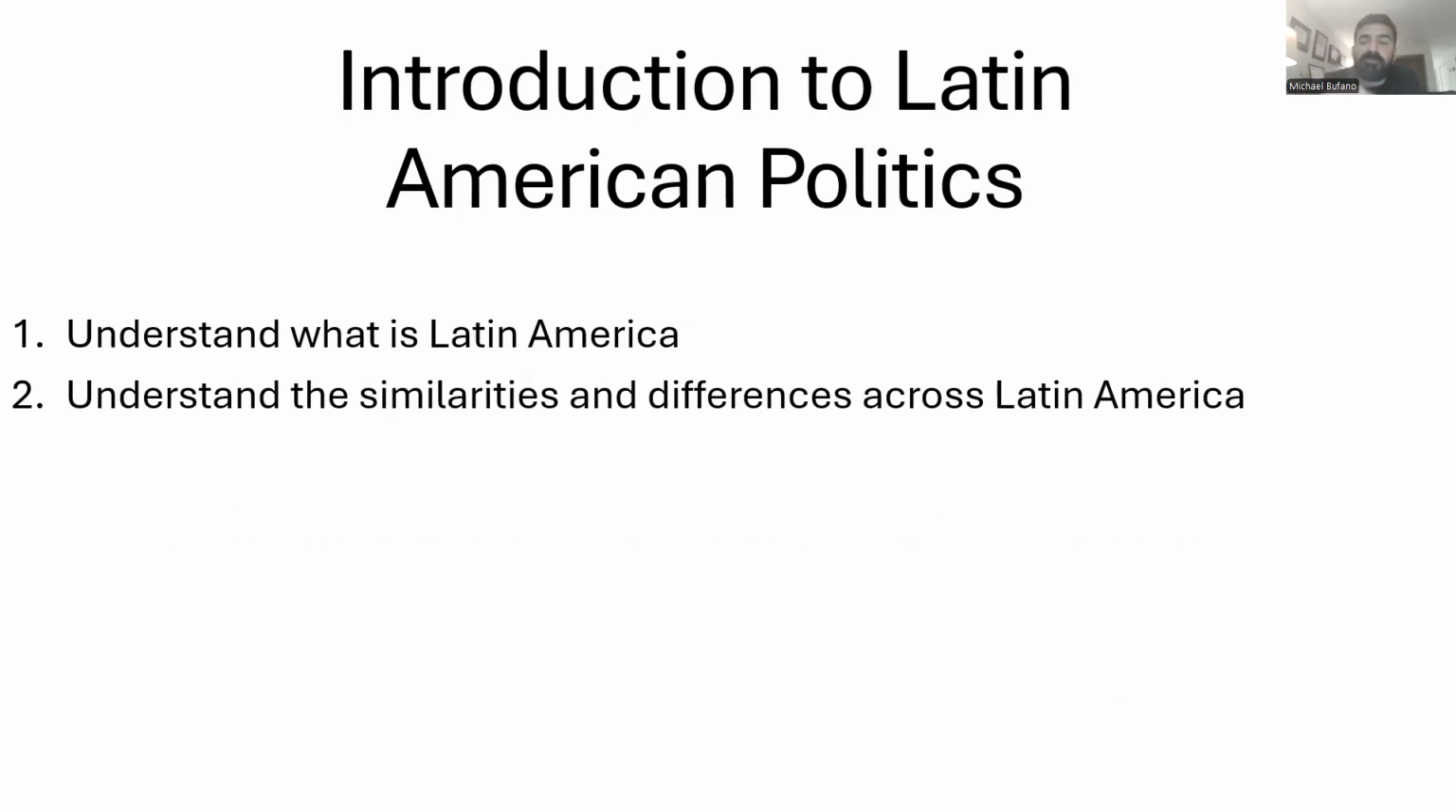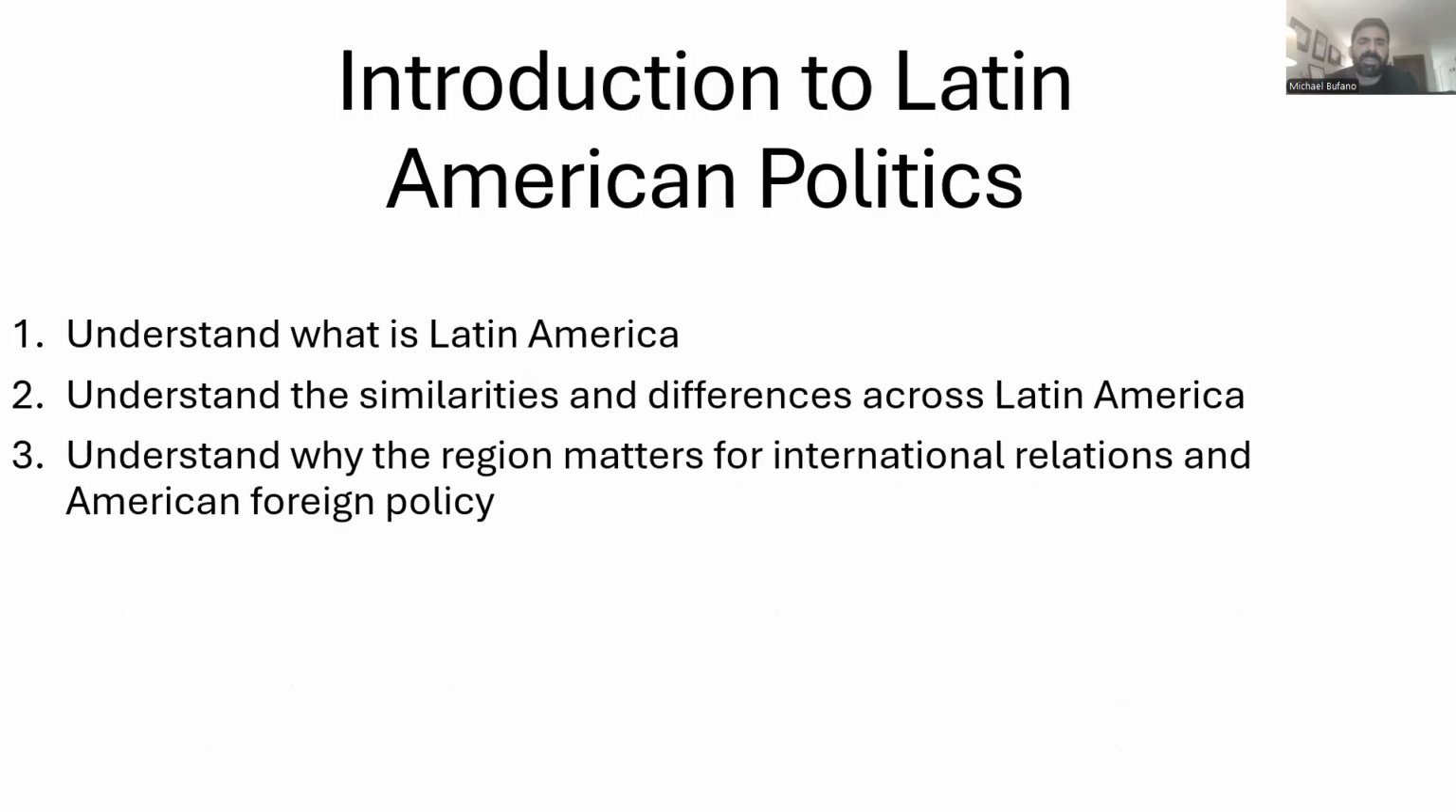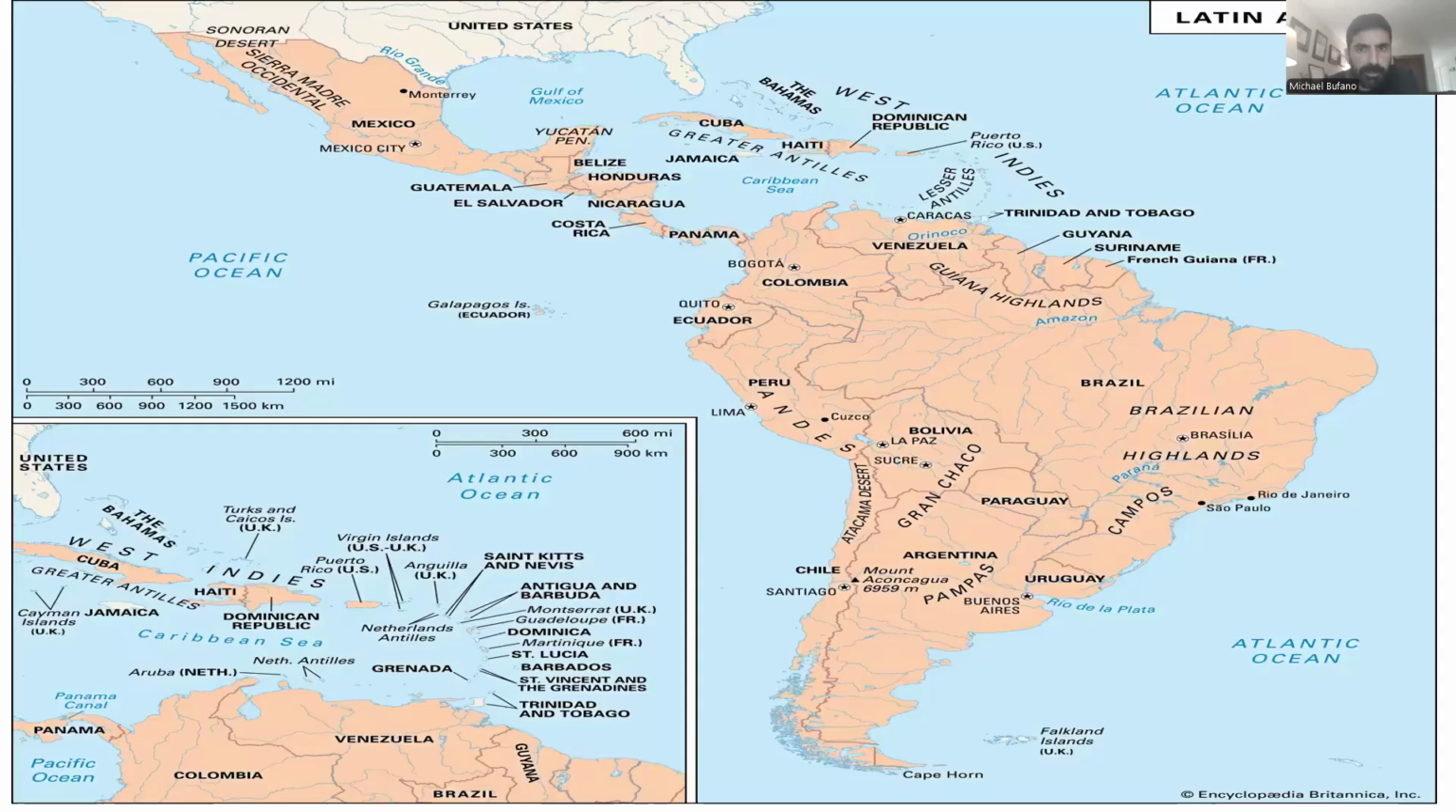I'm going to introduce to you some very basic differences across the region. And we're also going to understand why the region matters for international relations. Latin America has been influenced by other regions of the world, such as Europe, so Spain, France, the Portuguese, the English have had a great influence on this part of the world. On top of that, of course, in more recent history, the United States has had a great influence on the foreign policy of Latin America, and a controversial one. So we're going to understand why this region matters for IR studies and for American foreign policy more specifically.